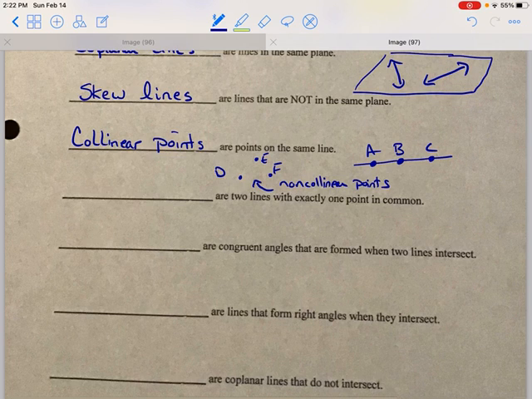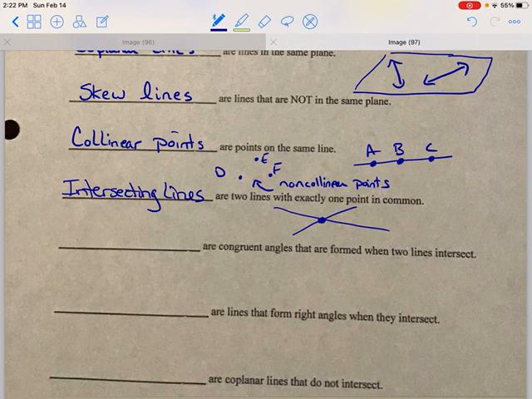All right, now let's think about two lines with exactly one point in common. If I draw two lines and they have exactly one point in common, I kind of missed the point, but that's okay. We would call those intersecting. So intersecting lines.